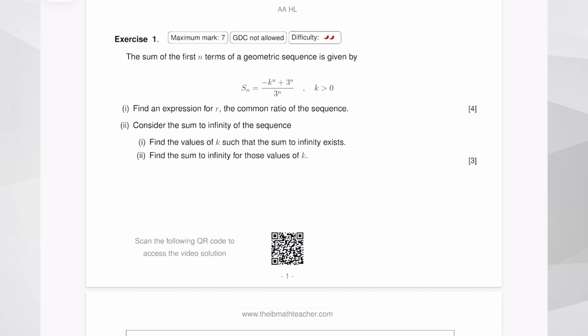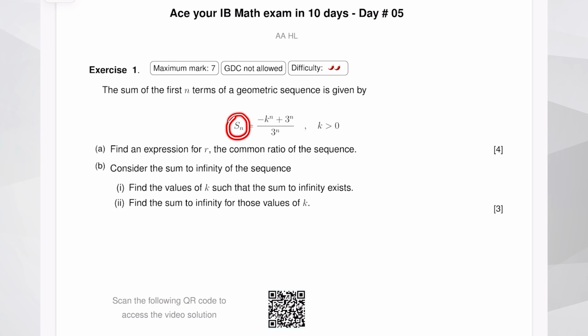Exercise number 1. We have a geometric sequence with the following formula for its sum. The sum of the first n terms equals negative k to the power of n plus 3 to the power of n, over 3 to the power of n. And we know that k is a positive number. So we need to find firstly the expression for r, which is the common ratio of this geometric sequence. And in order to do so, we can find 2 consecutive terms, which is easier if we find the first one and the second one and calculate their ratio.